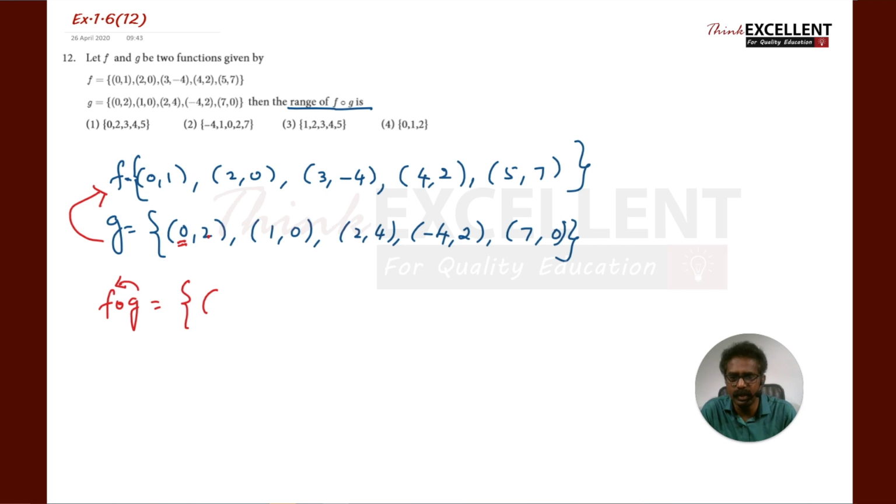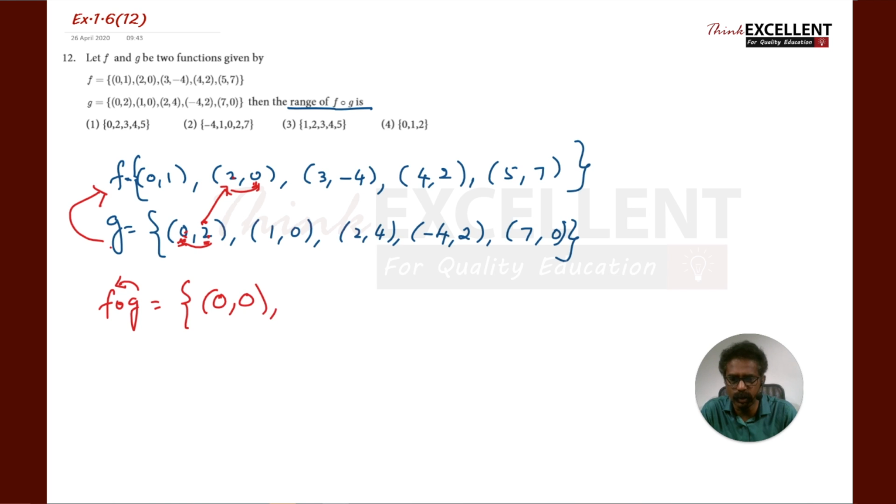Please listen again. You start from G. In G, the first element is 0, and that 0 is related to 2. Now for that 2, you find the image in F. In F, 2 is here. What is this image? 0. So what's the image of 0 under F composite G? 0 is related to 2, and that 2 is related to 0. So the answer is 0, and that is the first one.